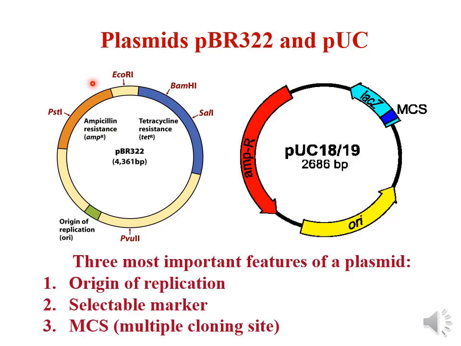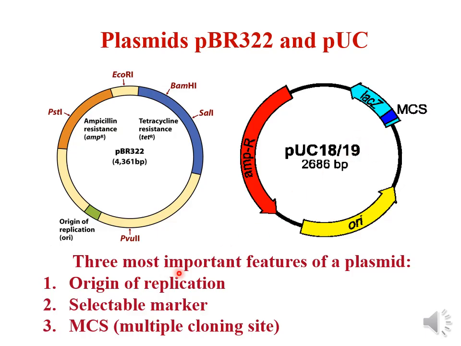Here are the two vectors: pBR322, this is its size, and pUC18/19, 2686. Some of these are pUC18, others are pUC19. It depends on the orientation of the multiple cloning site present within the vector.